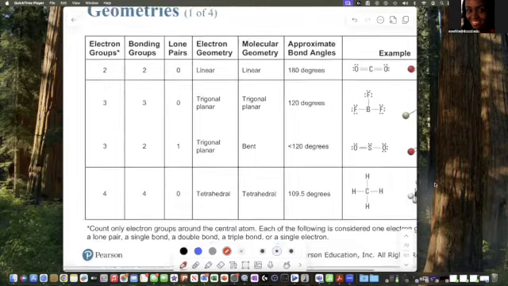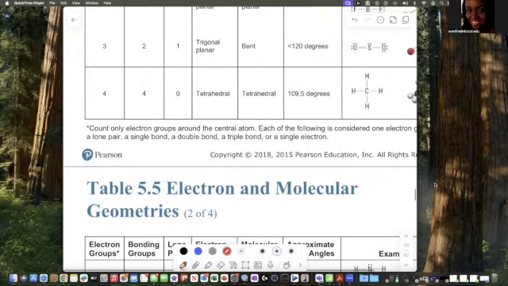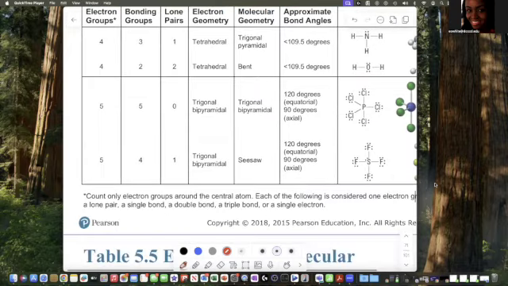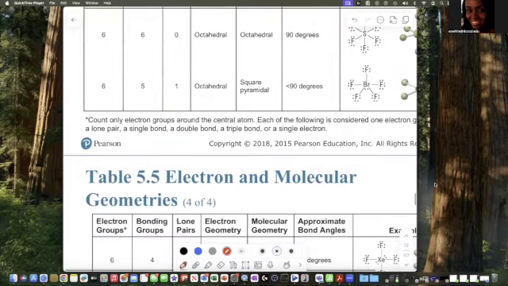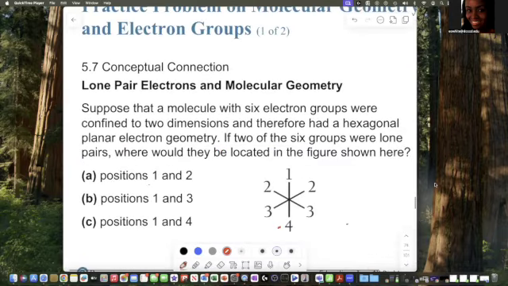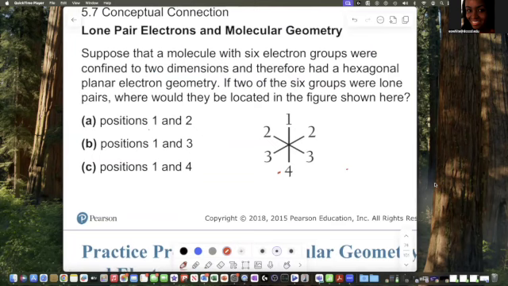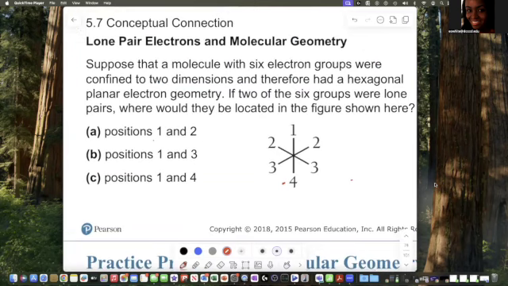So I am happy to say we're done with the big chart. All we're going to be doing from here on is just applying this and solving problems, right? So let me go ahead and answer this question right here. We're told we're trying to do a conceptual connection. Suppose that a molecule with 6 electron groups were confined to 2 dimensions and therefore had a hexagonal planar. A molecule with 6 electron groups were confined to 2 dimensions and therefore had a hexagonal planar.